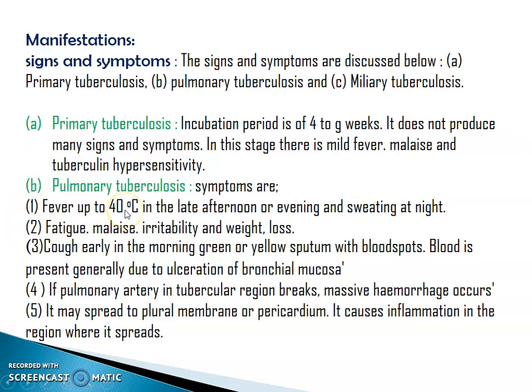In pulmonary tuberculosis, symptoms are first fever, which is up to 40 degrees Celsius in late afternoon or evening, and then sweating at night. Fatigue, malaise, irritability and weight loss. Then cough early in the morning with green or yellow sputum with a blood spot. Blood is present generally due to the ulceration of bronchial mucosa. If the pulmonary artery in the tubercular region breaks, massive hemorrhage occurs and it may spread to the pleural membrane or pericardium, and it causes inflammation in the region where it spreads.